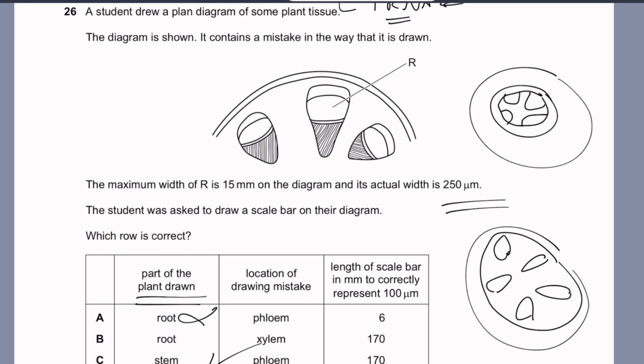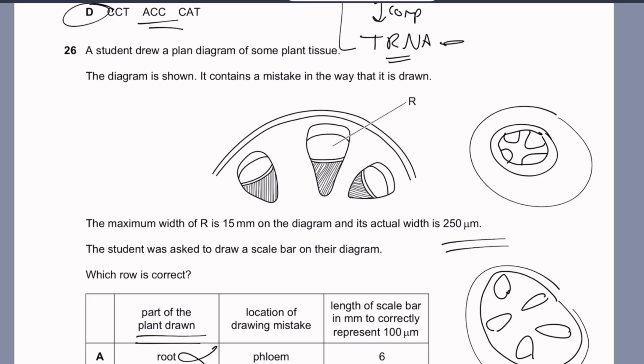So it contains a drawing mistake in the way that it was drawn, and they've labeled the mistake, I suppose, R, because the maximum width of R is 15 on the diagram, where its actual width is 250. I think they've drawn it to a much larger size. And so this is definitely the phloem. This part over here, this is the phloem.